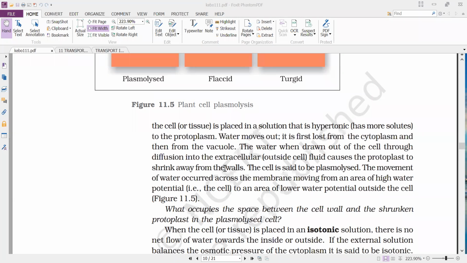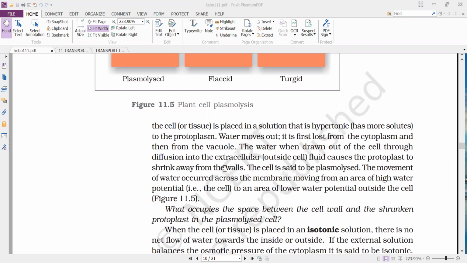As a result, what happens? It causes the plasma membrane to get separated from the cell walls, and the plasma membrane develops certain wrinkles and forms a shrink. And now the cell is said to be plasmolized. The cell is said to be plasmolized, and this phenomenon we are calling plasmolysis. The movement of water occurred across the membrane, moving from an area of high water potential to an area of lower water potential outside the cell.